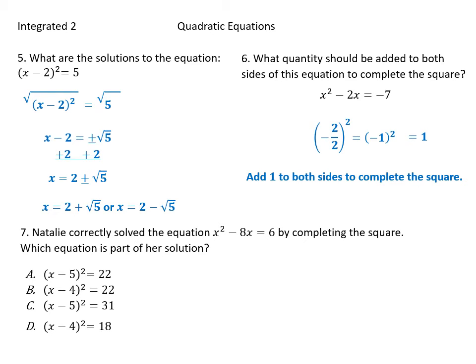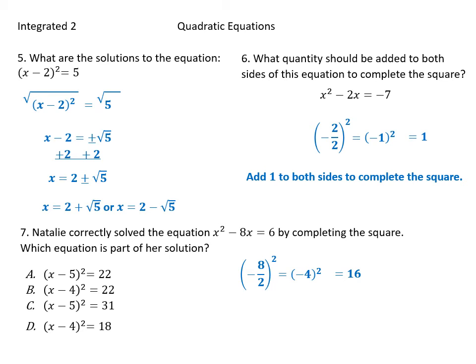Now on 7, it's asking us what would be the next step after we figure out what we add to both sides. So in this case, negative 8 divided by 2 is negative 4. That squared is 16. So we're going to add 16 to both sides. 6 plus 16 is 22, so that means our answer is A or B.